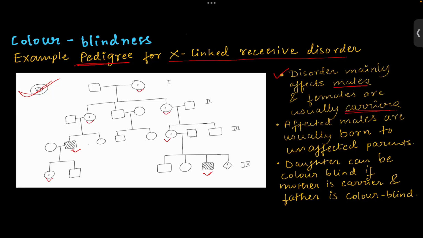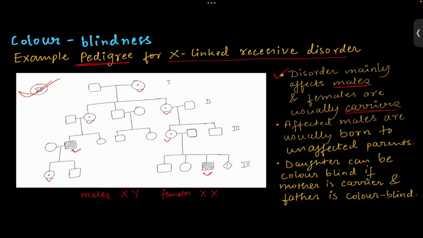Why are only the males mainly affected? As I told you, this is a recessive disorder, and the recessive allele is present only on the X chromosome. Males have one copy of the X chromosome and one copy of the Y chromosome, right? And females have both copies as X chromosome. So these are homologous chromosomes, right? XX.